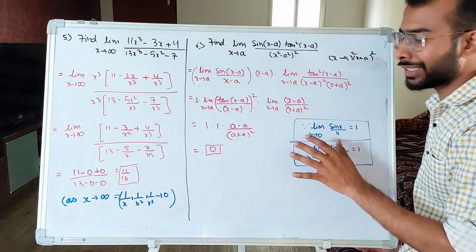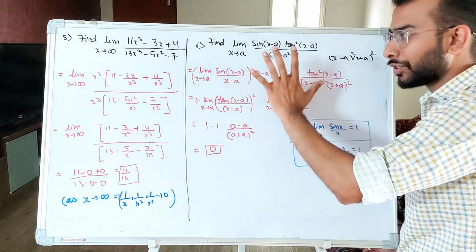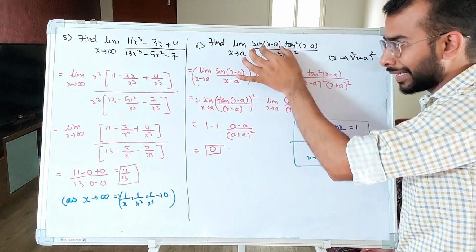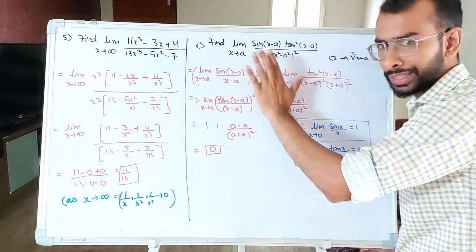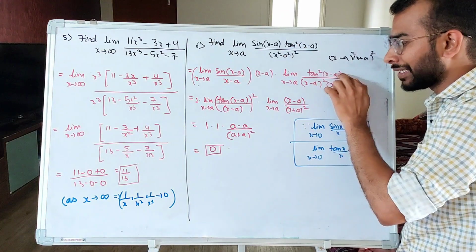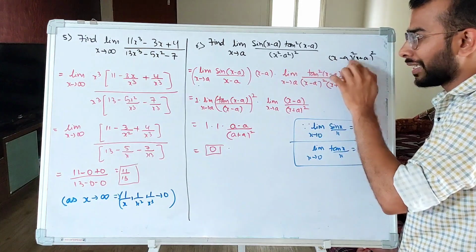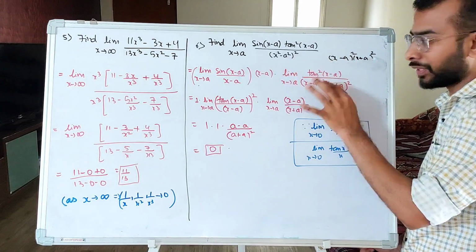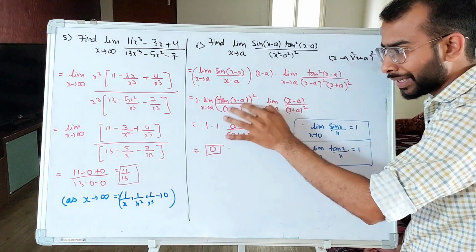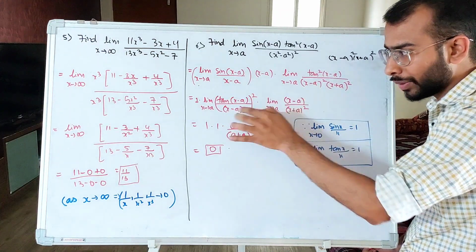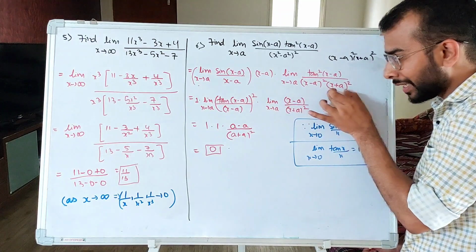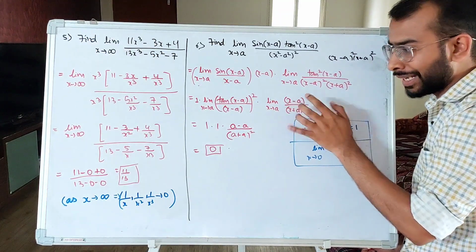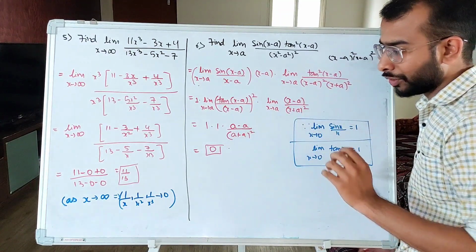Finally, we'll conclude this and we'll move towards the next video. So again, first we'll take sin(x minus a), we'll divide by x minus a and multiply by x minus a. This value is 1. Tan square(x minus a) upon (x minus a) whole square, this value would be again 1, 1 square is 1. Similarly, (x minus a) upon (x plus a) whole square: a minus a is 0, and 0 upon something would be 0.